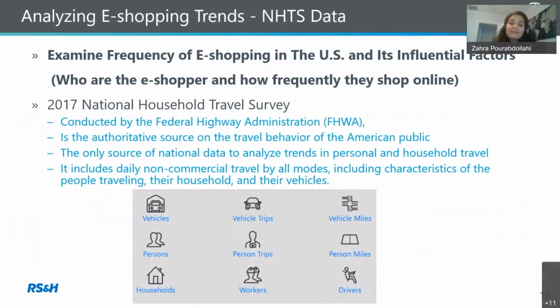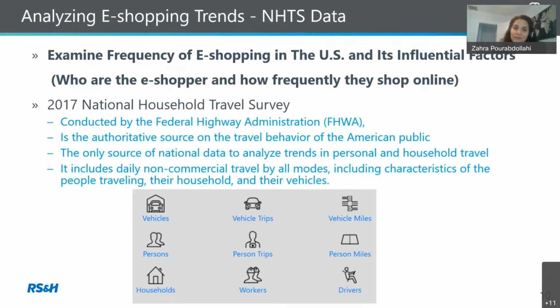So understanding the net effect of the increase in online shopping on the region requires looking at the frequency of these shoppings and driving factors. What are the influential factors that encourage people to shop online? We want to know specifically who these e-shoppers or online shoppers are and how frequently they shop online. So that was the main purpose of this study.